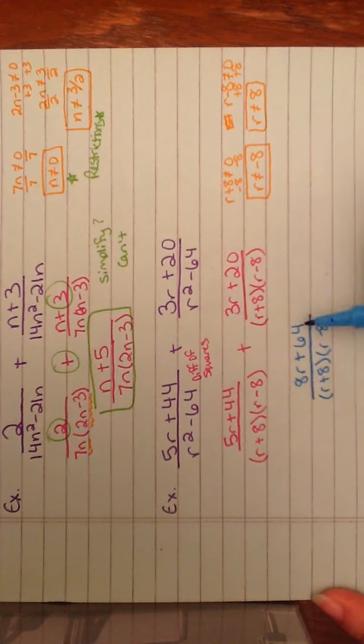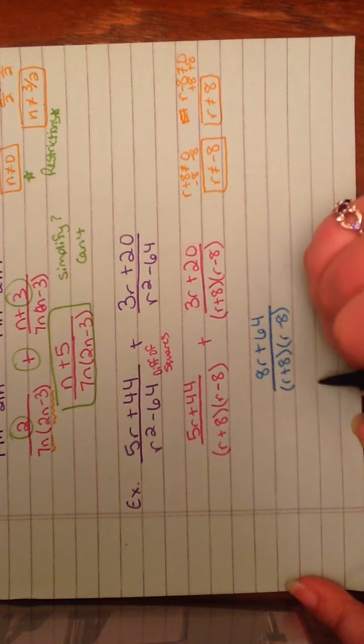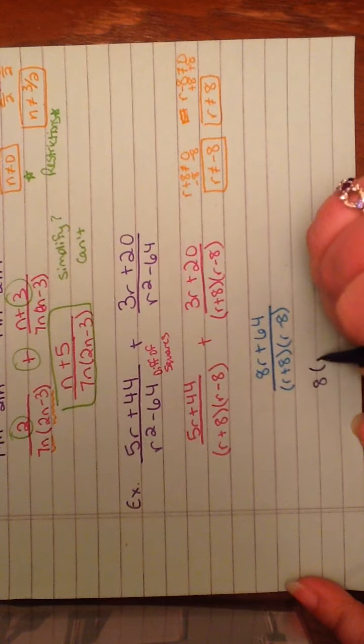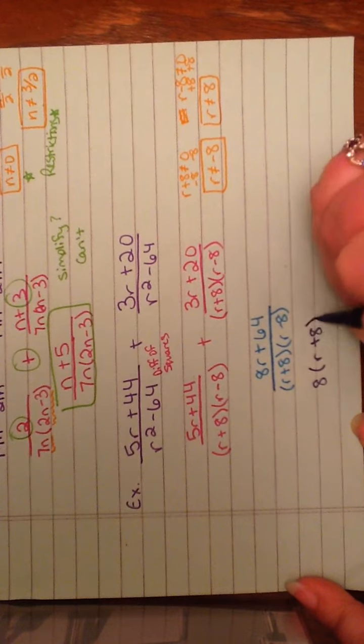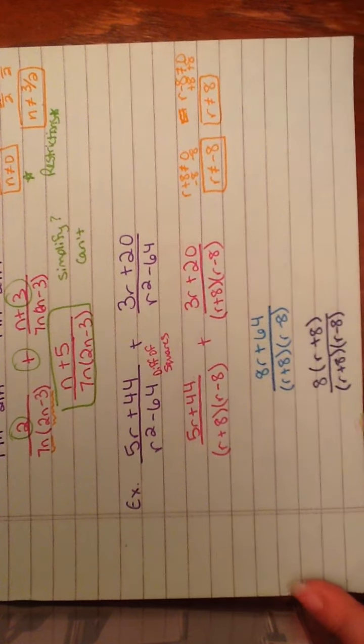So looking at this, 8 and 64, now it says to simplify if possible. So 8 and 64 can both divide by 8. So I'll take an 8 out of there and make it r plus 8 divided by r plus 8 and r minus 8.